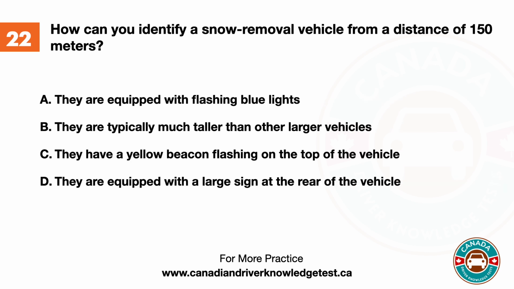Question 22. How can you identify a snow removal vehicle from a distance of 150 meters? A. They are equipped with flashing blue lights. B. They are typically much taller than other larger vehicles. C. They have a yellow beacon flashing on the top of the vehicle. D. They are equipped with a large sign at the rear of the vehicle. The answer is A. They are equipped with flashing blue lights.